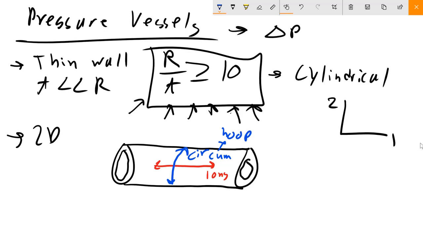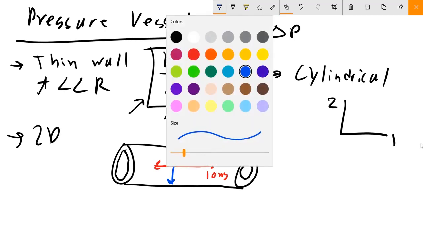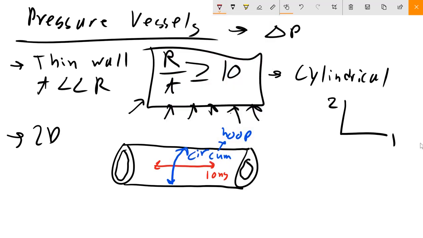So let's go back to statics and draw a free body diagram. If I want to figure out what's the circumferential stress, or actually let's start with the longitudinal. I need to make a free body diagram. I need to make a cut in my material. Where am I going to make my cut? If I want to measure the stress in the one direction, I'm going to make a cut transverse, 90 degrees.